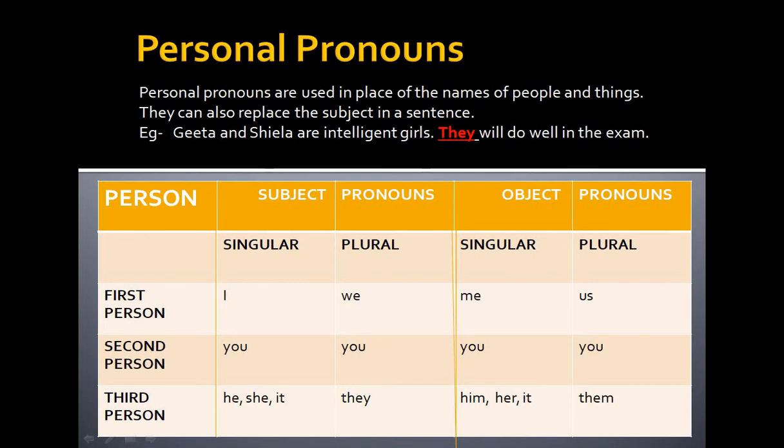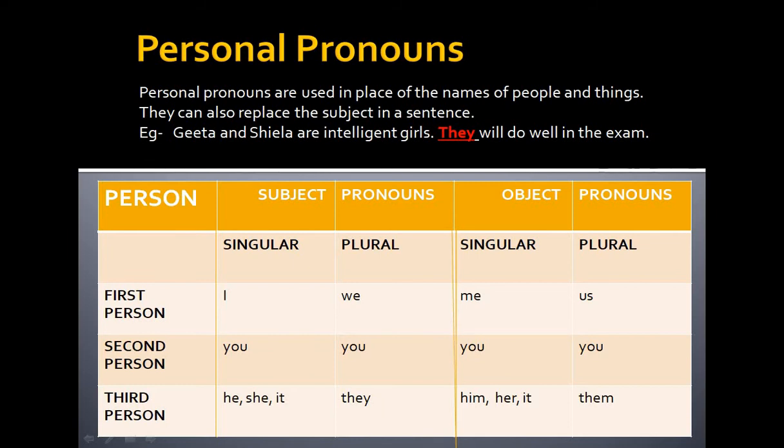Look at the given table. It is divided into three sections. The first section is for person, first person, second person, and third person. Let us look at the second section and discuss it. Subject pronouns, which are given in singular and plural.